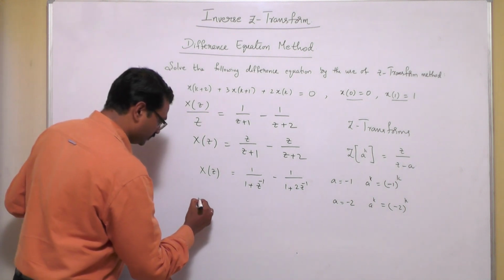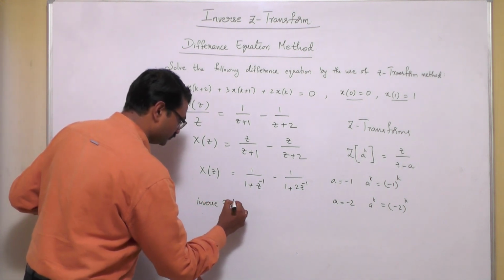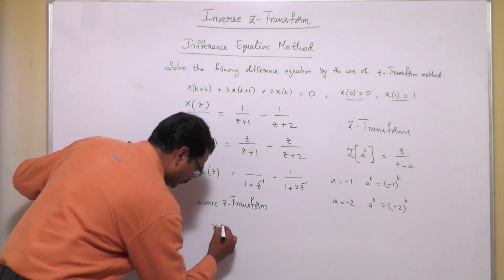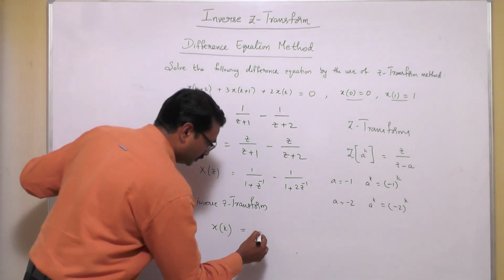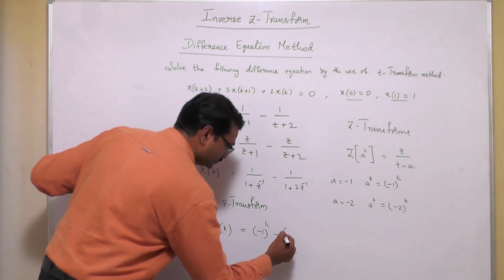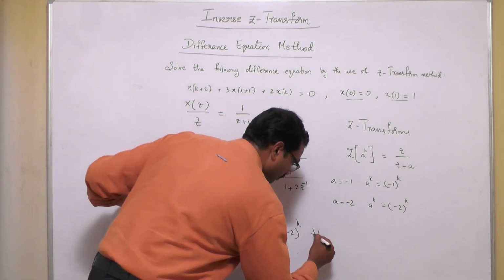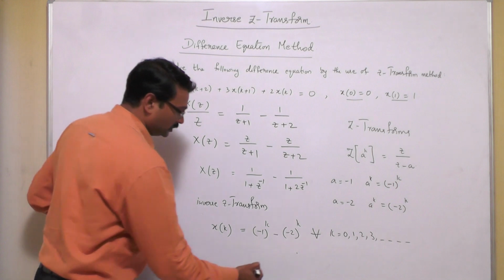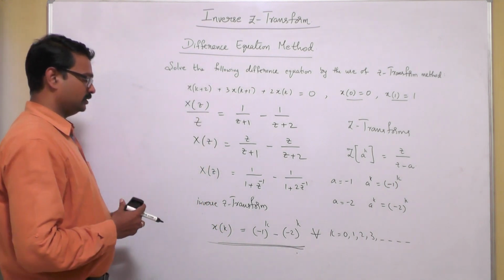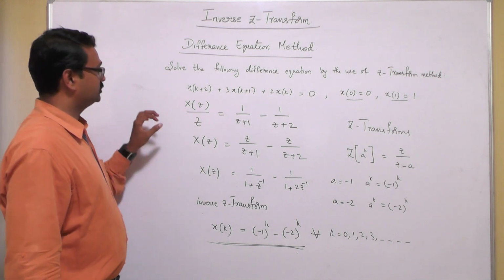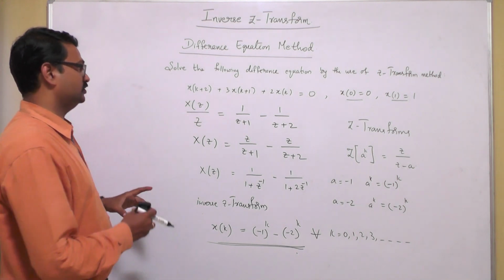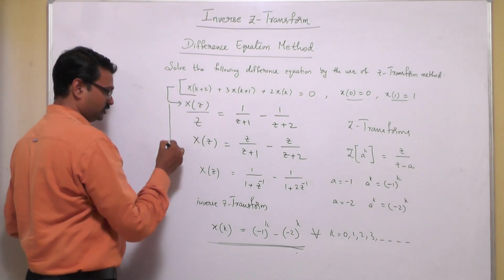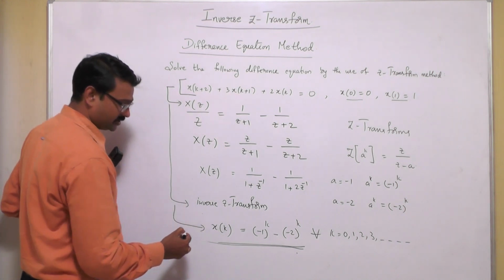Therefore, by applying inverse z transform, by analogy, we have x of k is equal to minus 1 power k minus minus 2 power k, for all k from 0, 1, 2 and so on. So you are getting the solution of the difference equation. You are using the difference equation, finding out x of z, and from x of z you are applying inverse z transform and finding out x of k again.